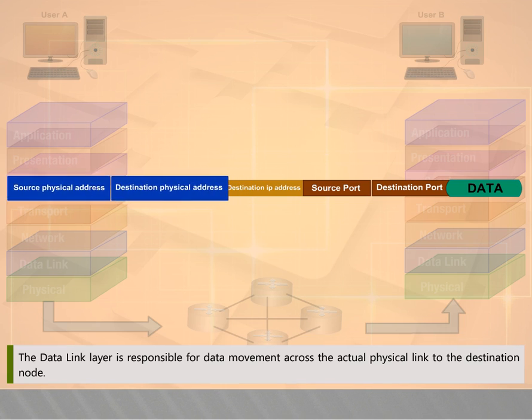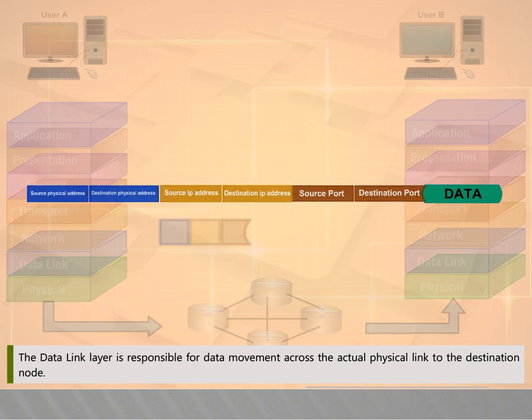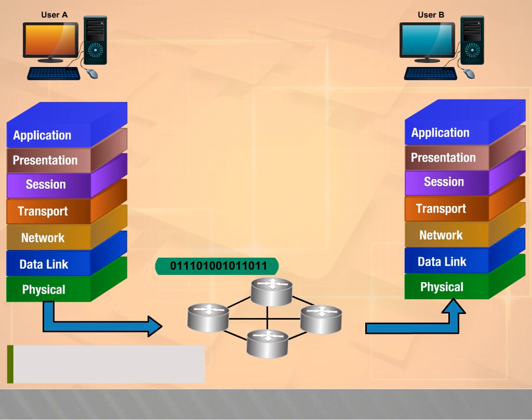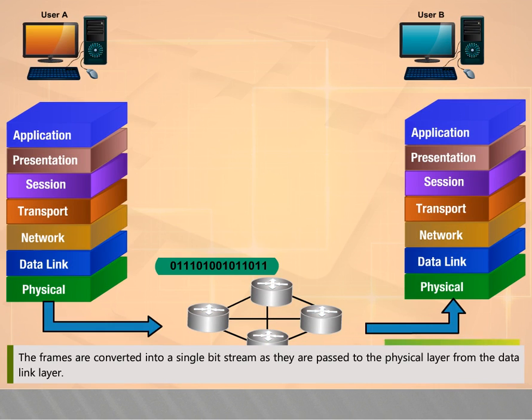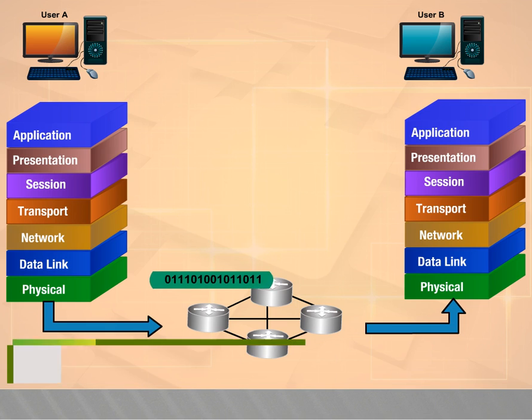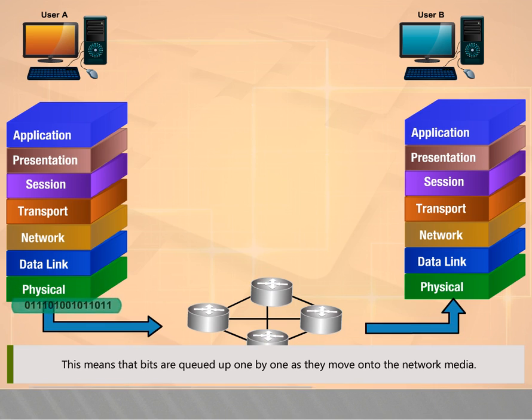The data link layer is responsible for data movement across the actual physical link to the destination node. The frames are converted into a single bit stream as they are passed to the physical layer from the data link layer. This means that bits are queued up one by one as they move on to the network media.